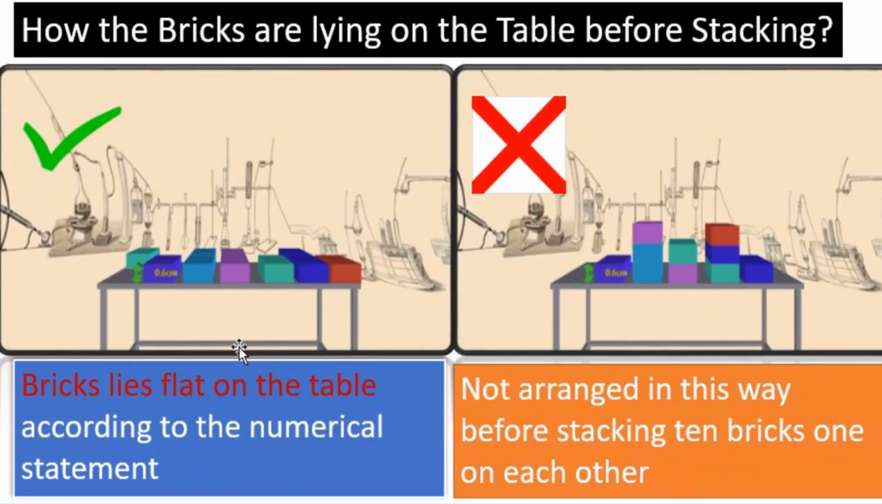First of all, it is important to understand how the bricks are lying on the table before stacking. The bricks lie flat on the table according to the numerical statement. They are at the same level, with no difference of height. Figure 2 shows that the bricks are not arranged in this way before stacking 10 bricks one on each other, while some bricks are here positioned randomly in the form of stacks of 2-3 bricks.